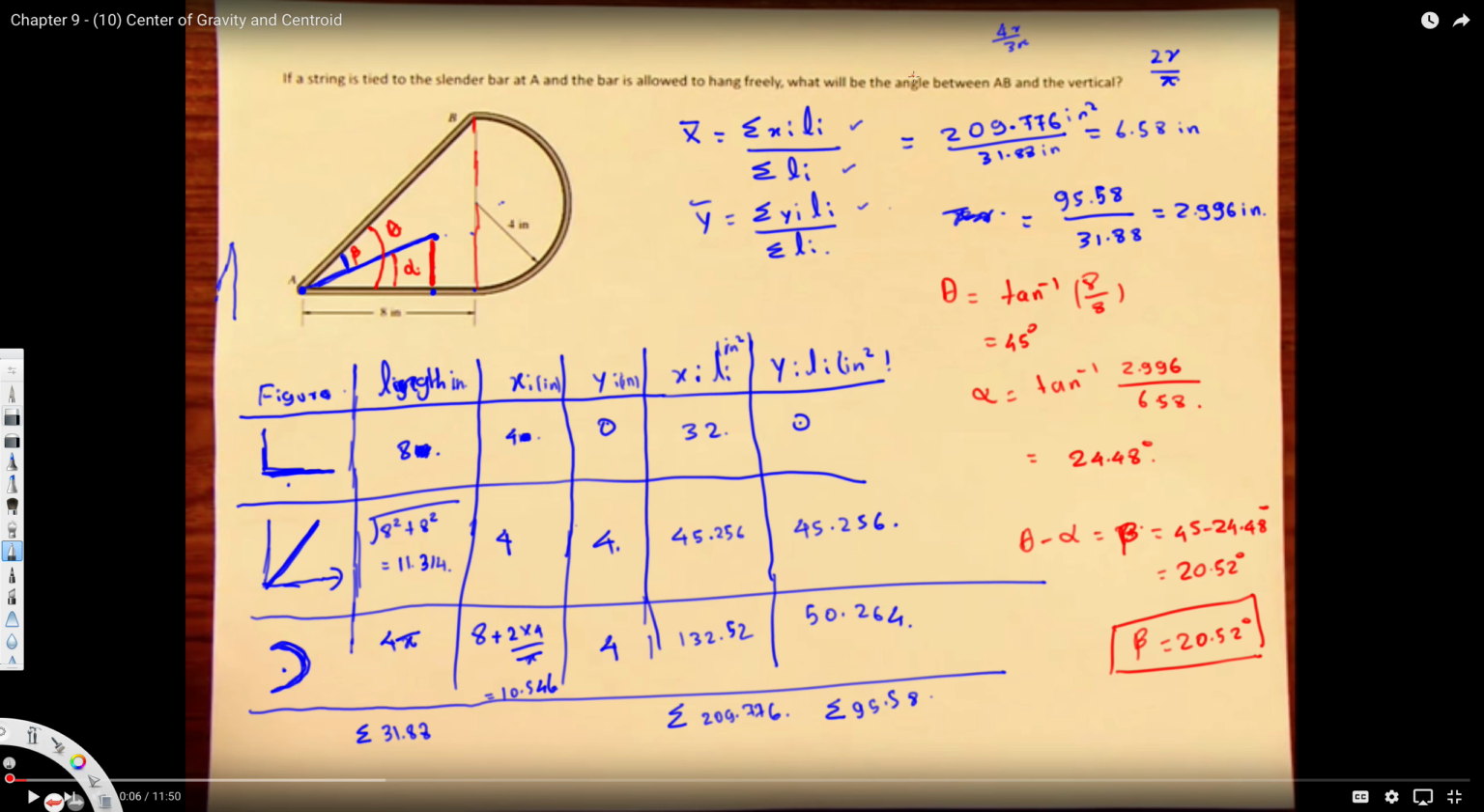They are asking what will be the angle between AB and the vertical. This is going to be the angle when the object rotates, and the centroid will be on the vertical. Therefore the angle it makes with the vertical is 20.52 degree. So that's how it's done.